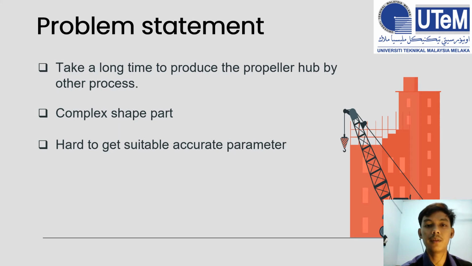Next, the problem statement. In the industry, there are many manufacturing processes that produce the hub propeller, such as CNC advanced machining, casting, and others. But it takes a long time to produce that part. The cost comes from the long time taken to produce this hub propeller. Besides the complex shape, this hub propeller is hard to get suitable accurate parameters for production.